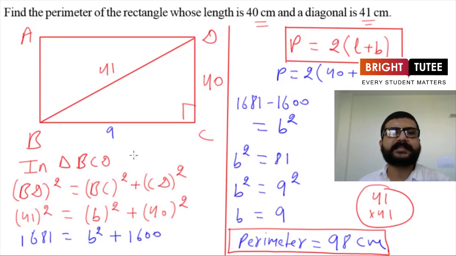So what we did here, let's recall it once. Here the diagonal was given to us and the length of the rectangle was given to us, and they asked us to find the perimeter, and we know perimeter is equal to 2 into L plus B, where L is the length and B is the breadth. Length was already given but breadth was unknown to us. So first, by using the Pythagoras theorem we got the value of breadth, which came out as 9. Now if breadth is 9, we simply use the formula 2 into L plus B to get the perimeter, which came out to be 98 centimeters. Now let's see the next question.